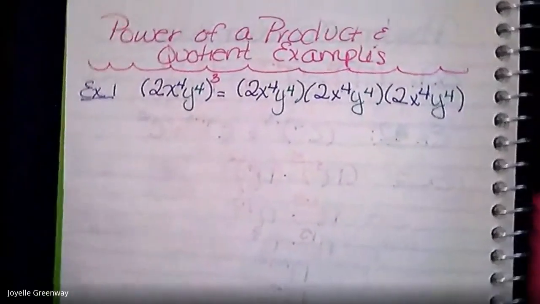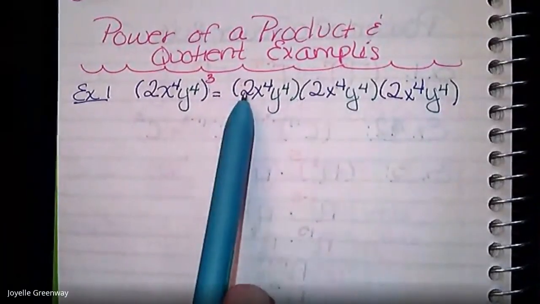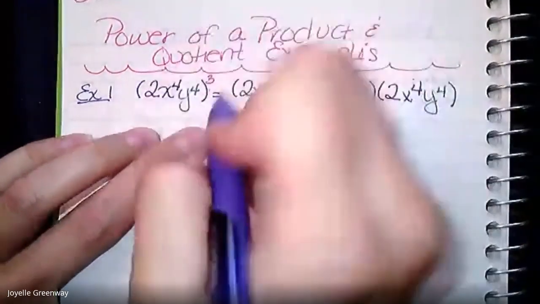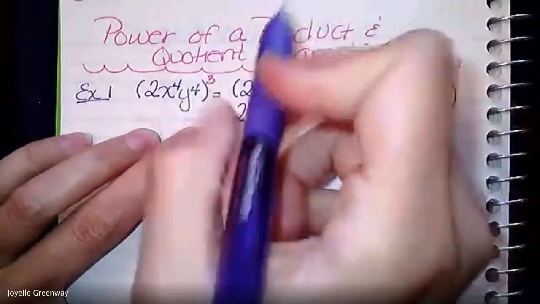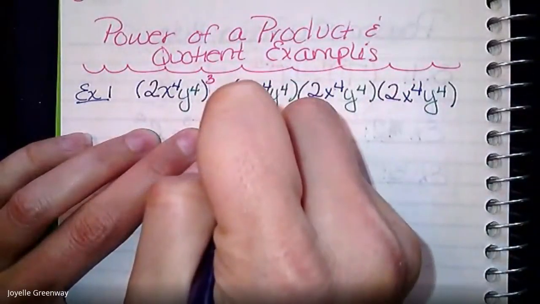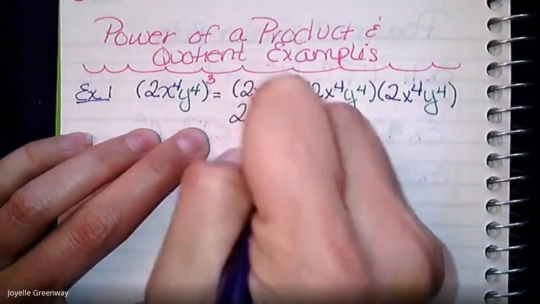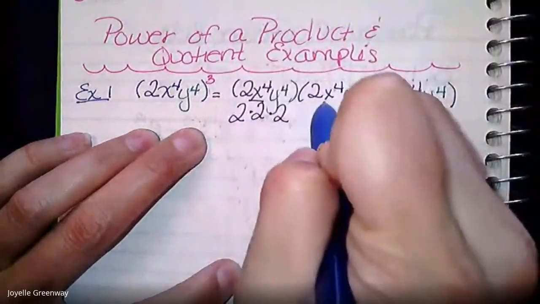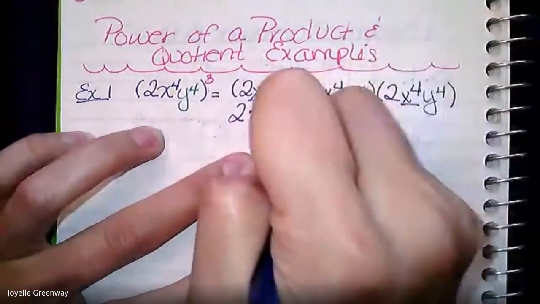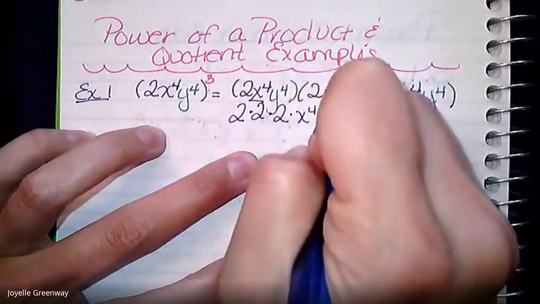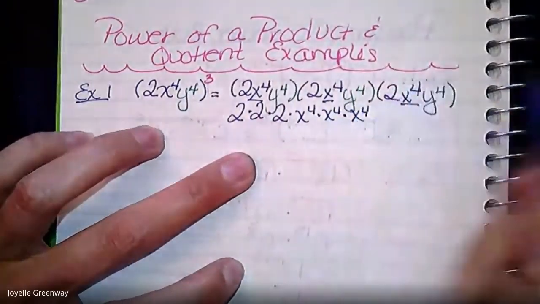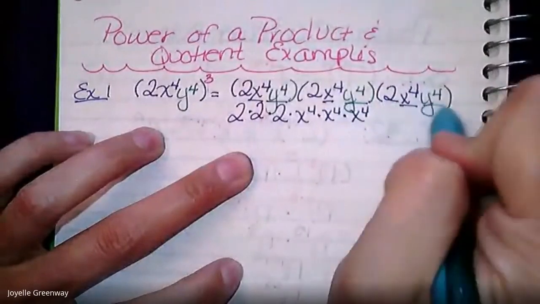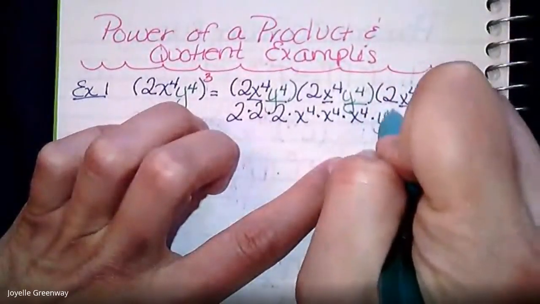Okay, so if you look at that, we have 2 times 2 times 2. Then we have x to the fourth times x to the fourth times x to the fourth, right? And then we have times y to the fourth times y to the fourth times y to the fourth.